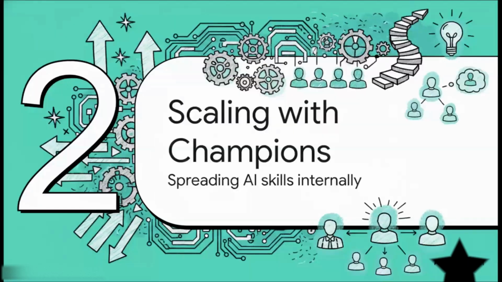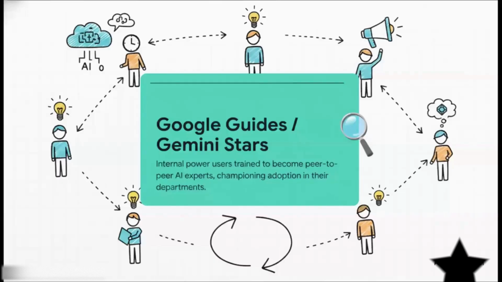So you are getting some wins, workflows are getting smoother, things are looking good, but now you have a new problem. How do you take this from a few happy teams to the entire organization? I mean, you just can't hire 1,000 consultants. Well, the playbook has a really smart answer for this. You build an army of internal champions. The playbook calls them Google's Guides or Gemini Stars, you name it. The big idea is you find the people inside your company who are already power users, the ones who just get it.